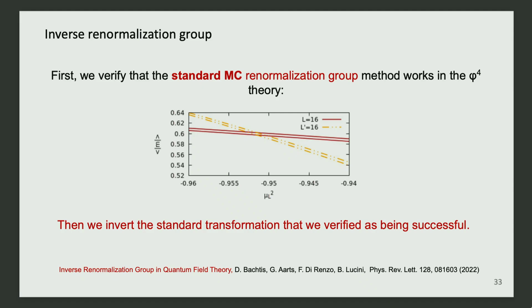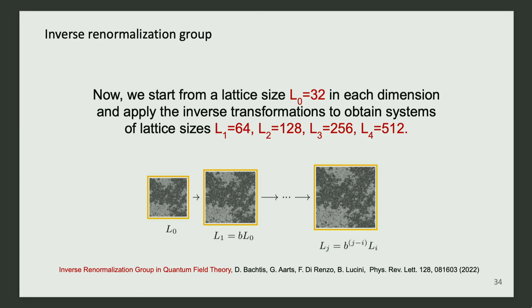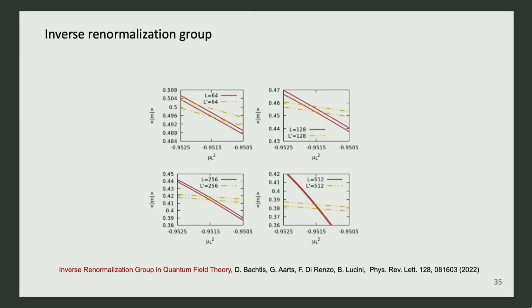So now that we have verified that the standard Monte Carlo renormalization group method works in this system, we are going to approximate its inversion with machine learning. So we expect that the inverse transformation will be equally successful. And what we do is we start from a certain lattice size, let's say L equals 32, and we apply this set of transformations until we obtain a lattice size of 512. And here you can see the results.